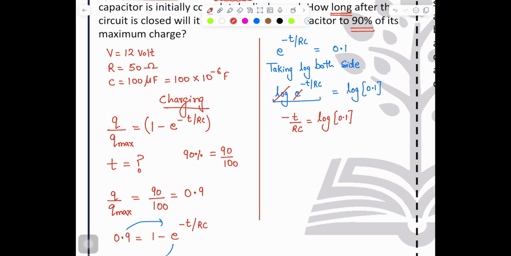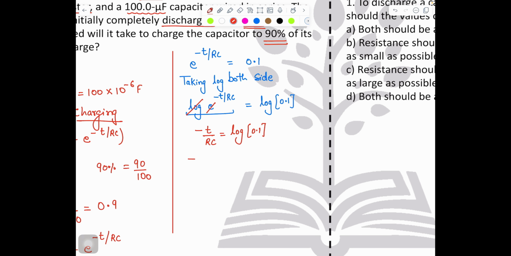Now place the value. So negative t equals RC times log 0.1. What is the log 0.1? I'll write it here for you. Log 0.1 equals, what is the value? Negative 2.30. So put it here, negative 2.30. So we get negative t equals negative RC times 2.30, and this negative cancels the negative.